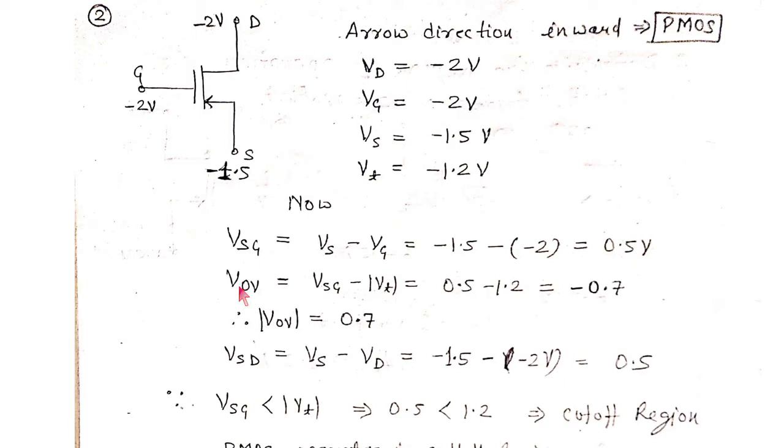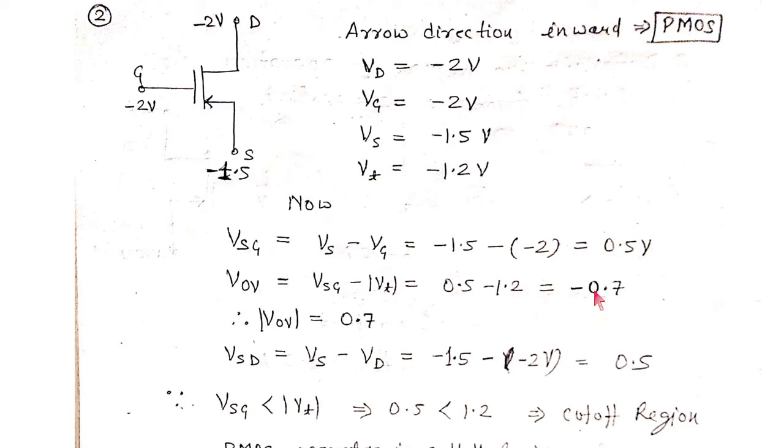Now we will evaluate V overdrive. What is V overdrive? VSG, a little change, not VGS. VSG minus mod of Vt. Earlier we defined VOV for NMOS as VGS minus Vt, but for PMOS, V overdrive is equal to VSG minus Vt with the mod sign. So 0.5, VSG, minus mod of Vt is equal to what?